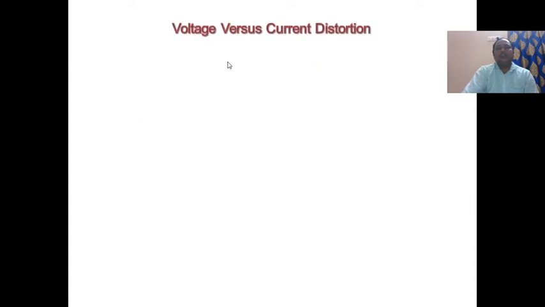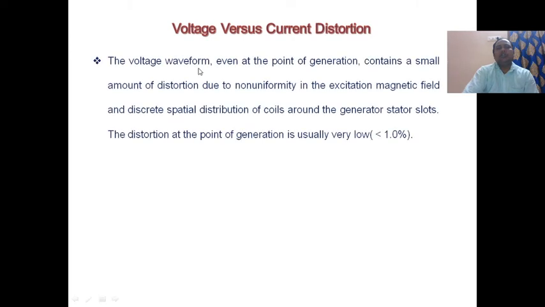Voltage versus current distortion. The voltage waveform, even at the point of generation, contains a small amount of distortion due to non-uniformity of the excitation magnetic field and the discrete spatial distribution of coils around the generator stator slots. The distortion at the point of generation is usually very low, less than 1.0%.